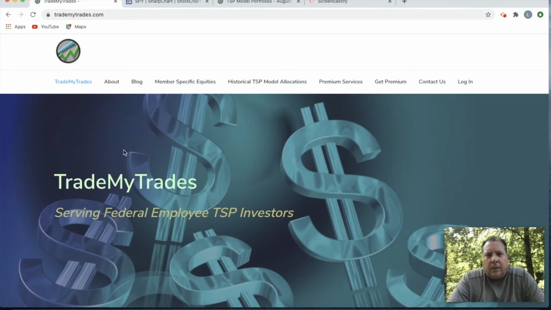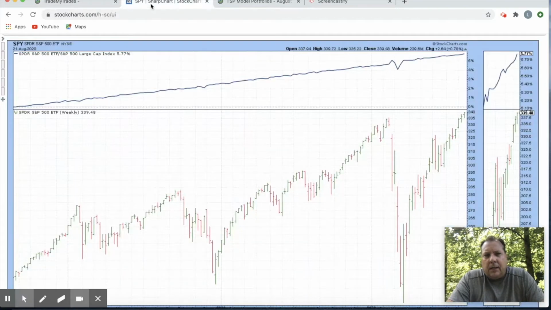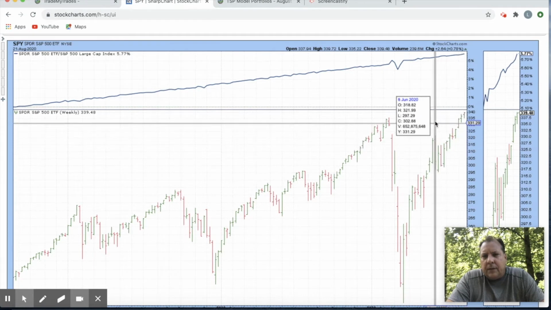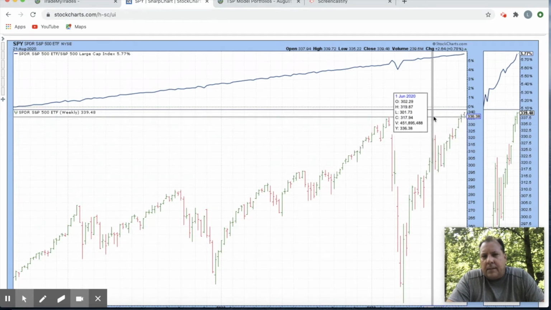Really want to talk a little bit about what the market did this week. Here's a weekly chart of the SPY, which is the S&P 500. It closed over here on the right hand side, higher than it has in the past. It reached new highs and closed at new highs.